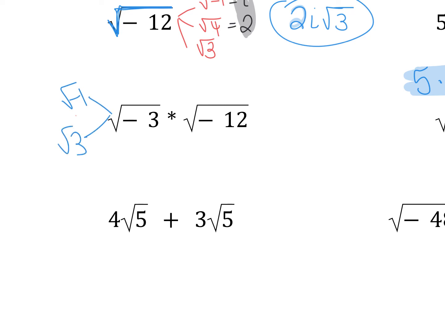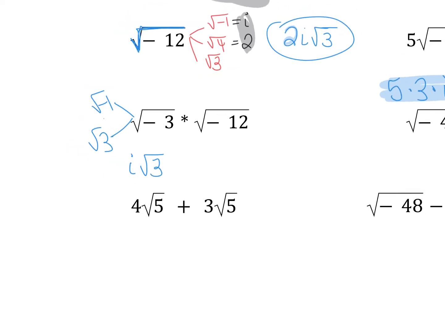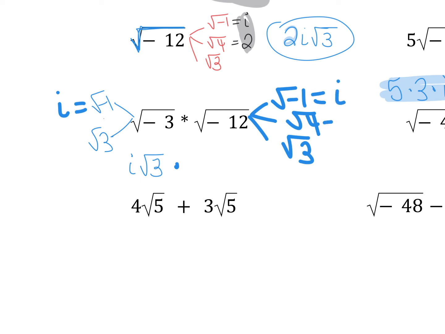So I'm going to have i times the square root of 3, remember, because the square root of -1 is i, okay? And I'm going to multiply that by the square root of -12. Well, I need to take out my -1, break it down. I got the square root of 4 times the square root of 3. This is equivalent to i. That's equivalent to 2. So I'm multiplying those together. So I'm going to have 2i times the square root of 3.